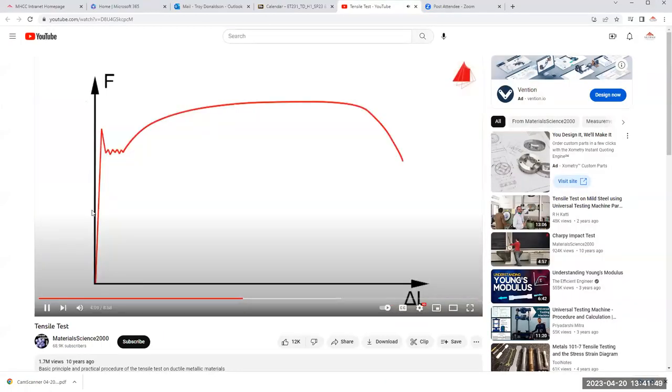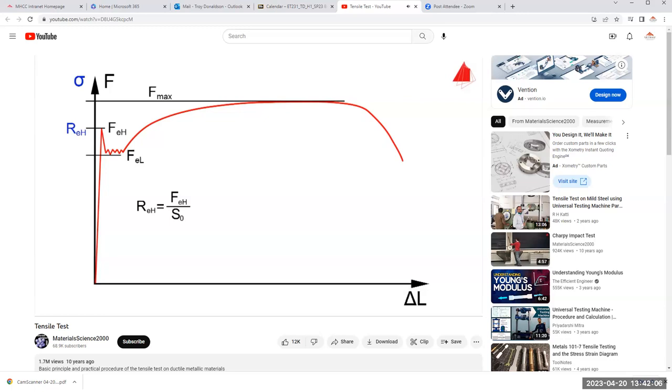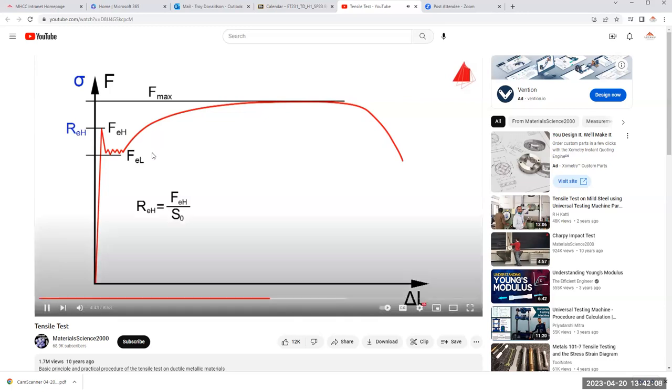In the recorded force elongation diagram, the force ReH at the upper yield point. I think she's just going to identify all the parts. This is the highest, F max. The upper yield point they're using is force instead of stress because the area is the same. Just take the force divided by the area and you can get stress all along there too. The lower yield strength ReL.